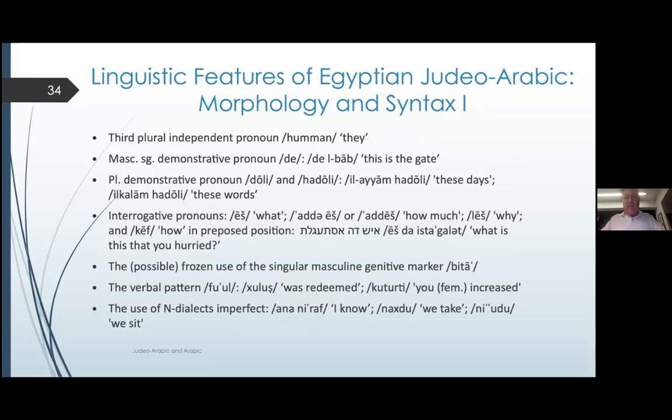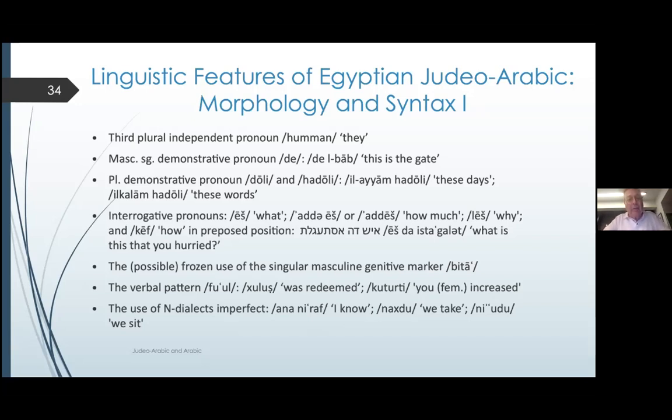Suddenly, instead of doli, we have hadoli, ilayam hadoli, "these days," for the demonstrative pronoun. Interrogative pronouns are very interesting. It's very typical in Egyptian Arabic to have a and to have le and to have izai. You say izayak, "how are you," right, in Egyptian Arabic?